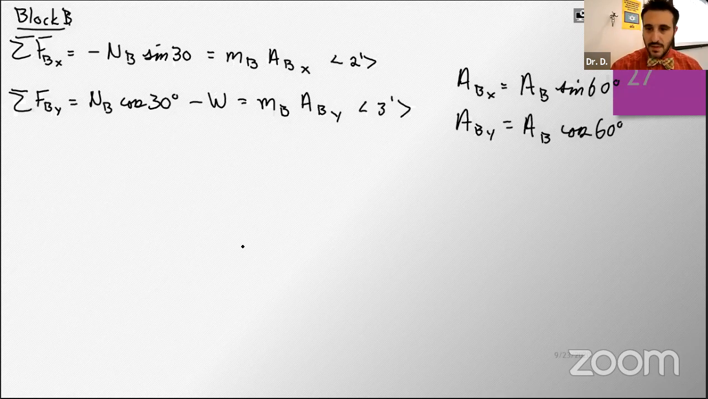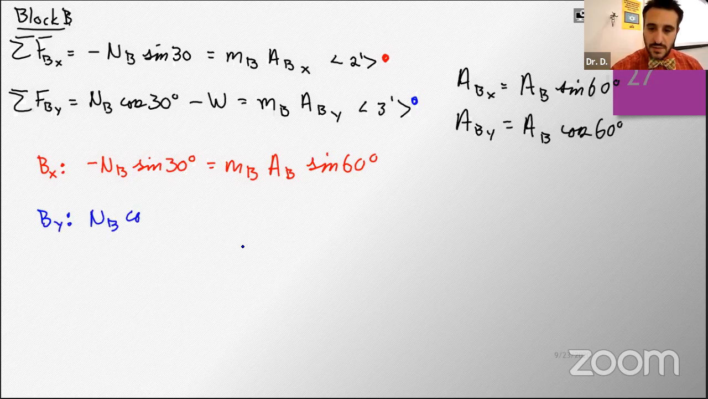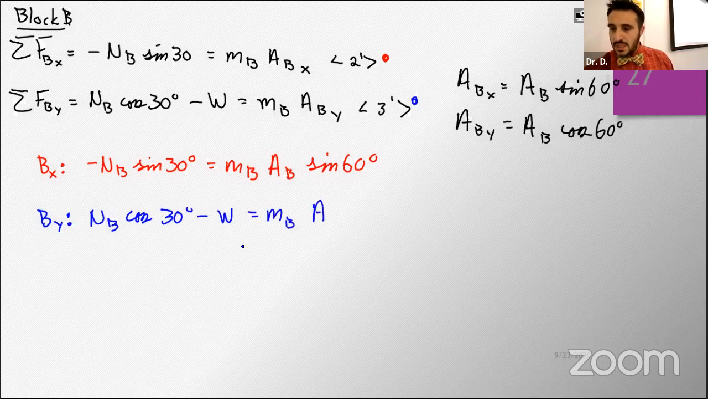So what do these become, right? We'll write this one in red and we'll write this one in blue, right? The red one now becomes negative N_B sine 30 degrees is equal to the mass of B times the acceleration of B sine of 60 degrees. And in the y direction, this is B in the x direction, B in the y direction becomes N_B cosine of 30 degrees minus the weight is equal to the mass of B times A_B cosine 60 degrees.